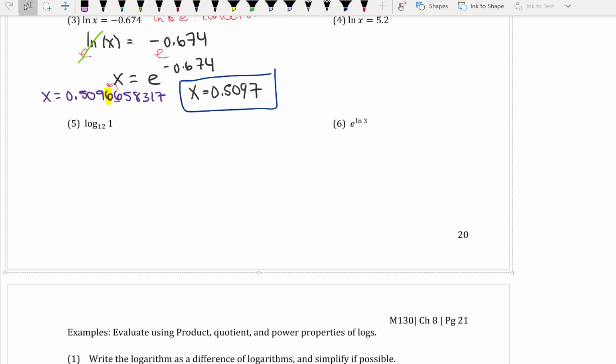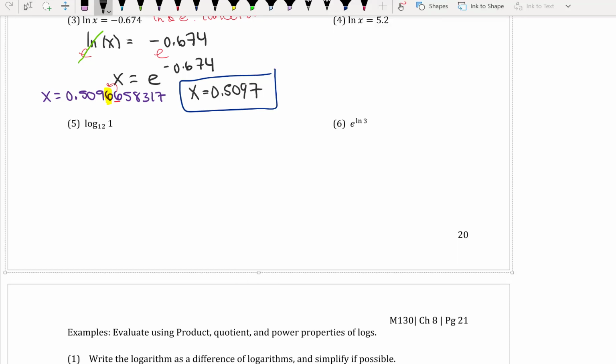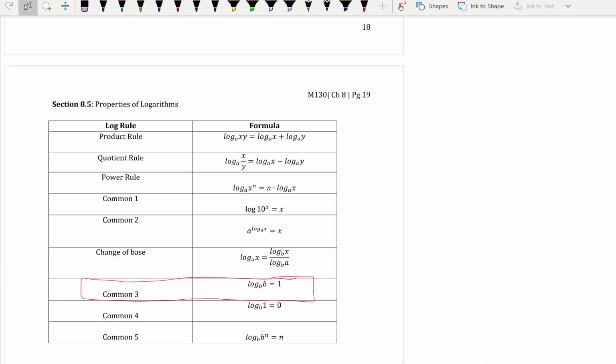Now looking at number 5, I see this and I have to remember that property. That property was up above, so let me go ahead and scroll to it. On page 19, we talked about this property that said that log base b of b is always equal to 1, okay? And we also have this one, which is really similar: log base b of 1 is always equal to 0. So let's think about these two properties and see how they fit into our question.